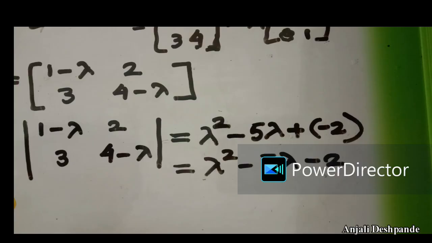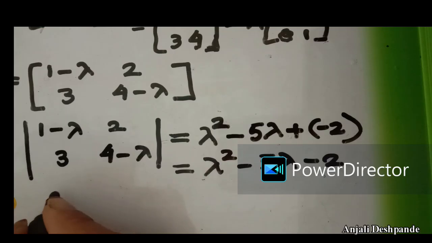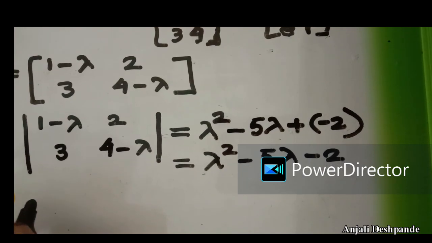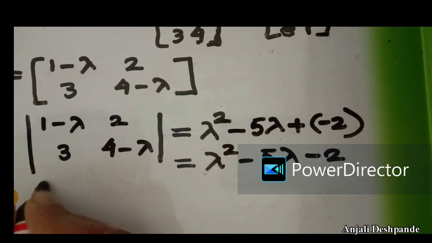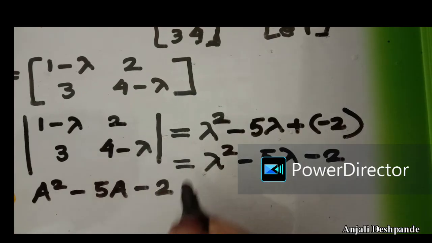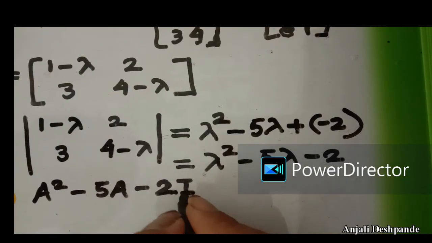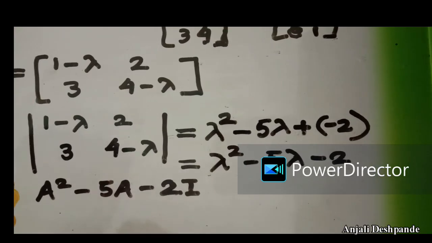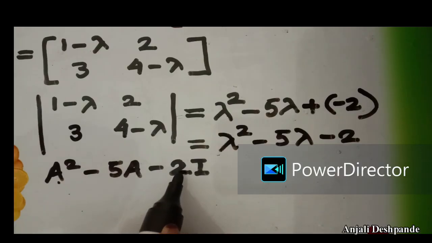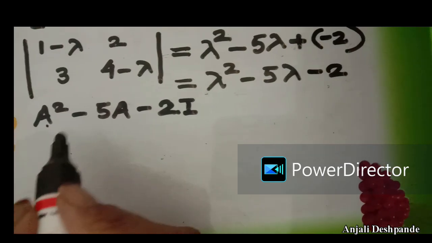Now since we want to prove the Cayley-Hamilton theorem, in place of lambda we are going to substitute this particular matrix, which is A, right? So I am going to write this as A square minus 5A minus 2. Now I just can't subtract 2 from a matrix, so I have to write this as 2 times I, which is the identity matrix. Now I'm going to substitute the values of A square, 5A, and then 2 times I, and then we'll see what the resultant will be.